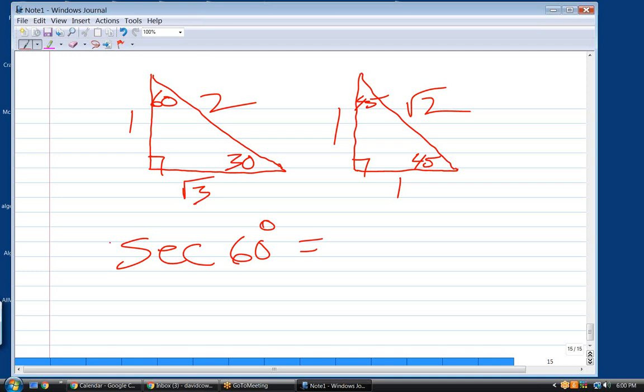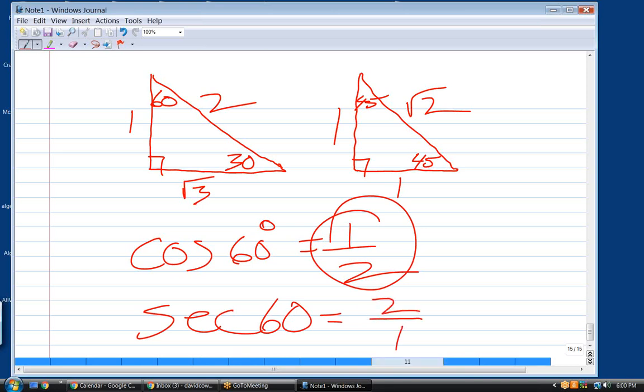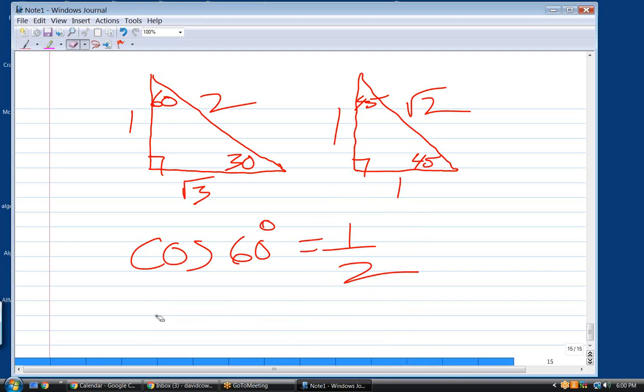In other words, if the cosine of 60 is equal to 1 over 2, that means, by definition, the secant of 60, which is the reciprocal of cosine, is the reciprocal of that, 2 over 1. So as long as you know your reciprocal relationships, now you have everything you need to answer all 6 trig functions for any of these angles.